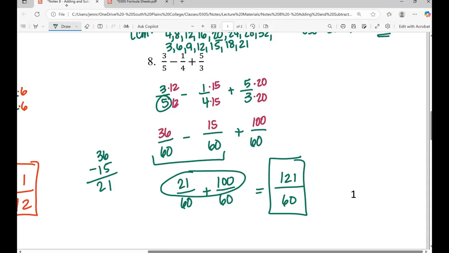In our next video, we're going to look at what to do with improper fractions and how to translate them into what's called a mixed number.